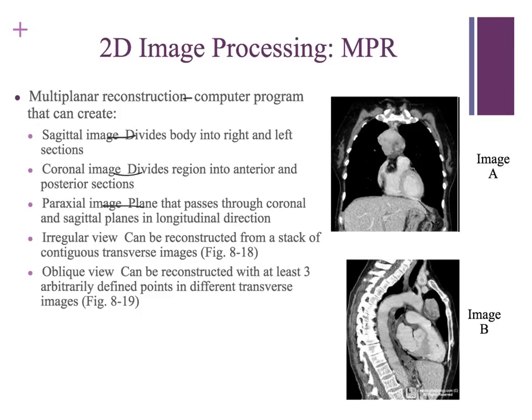Irregular views, oblique views, and other views can also be generated. The irregular view can be reconstructed from a stack of contiguous transverse images. Take a look at figure 8-18 in your book for an example of this. The oblique view, depending on what you prefer, can be reconstructed with at least 3 arbitrarily defined points in different transverse images. Figure 8-19 lays this out well. Just taking a look right here, image A shows a coronal image, and image B shows a sagittal image.